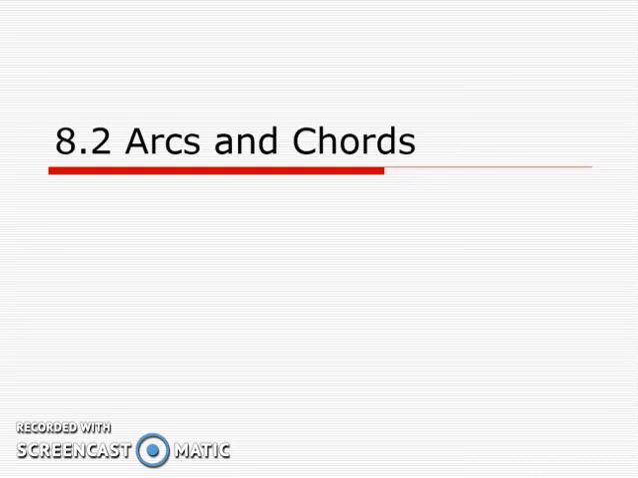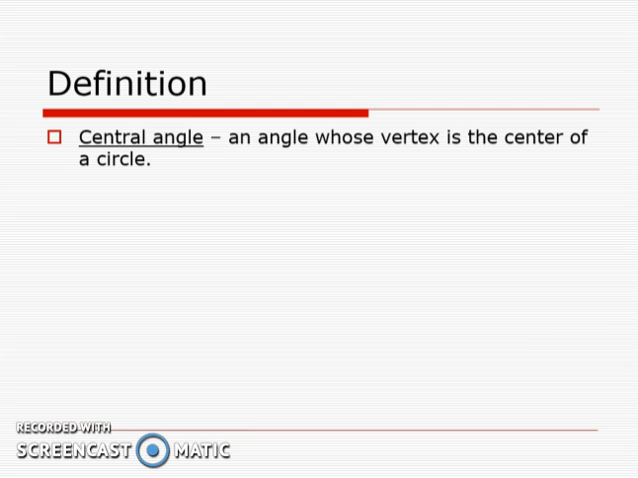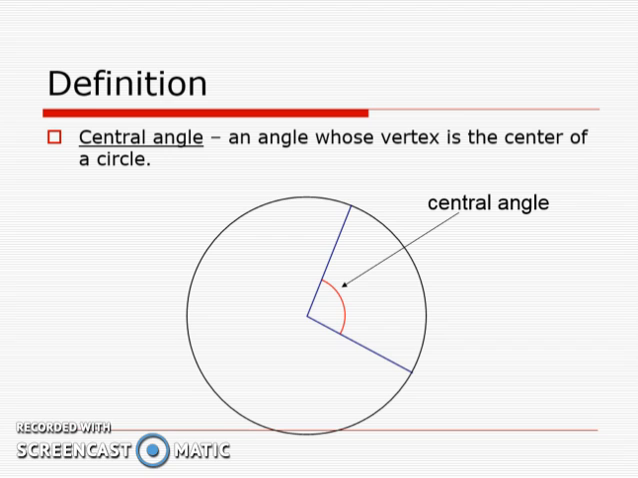Welcome to 8.2 Arcs and Chords. First, let's start with a central angle. A central angle is an angle whose vertex is the center of the circle. So here, our vertex is the center, and it opens up to the sides of the circle. And our angle is just the measure in between.